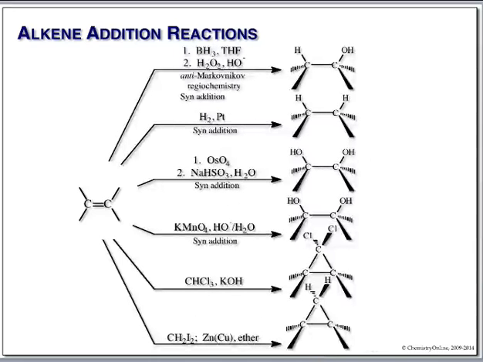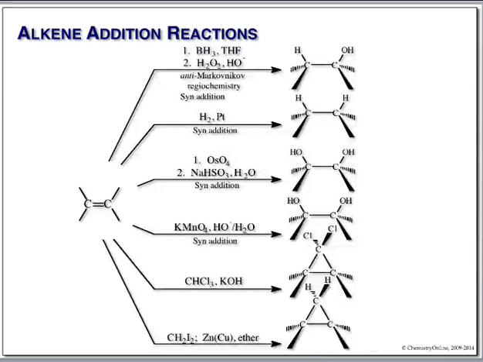Our next set, hydroboration-oxidation. We're going to get an anti-Markovnikov alcohol. How do you know that's anti-Markovnikov? Well, in this you can't, but what you will train yourself is if you see BH3 THF followed by peroxide, you will say to yourself, anti-Markovnikov alcohol.